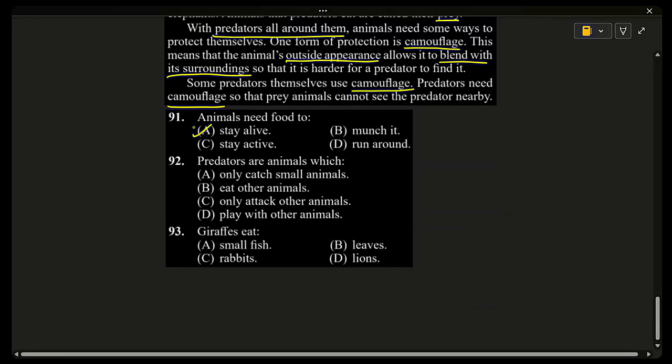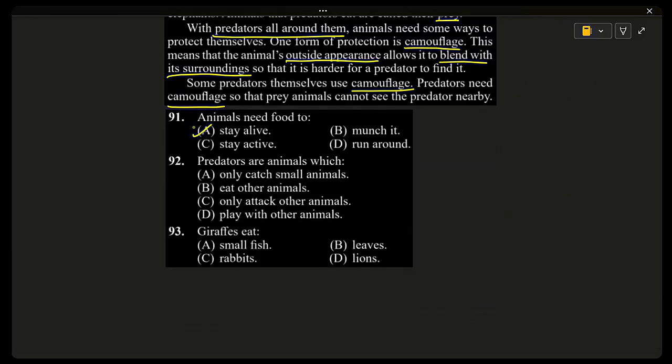And 92. Predators are animals which only catch small animals, eat other animals, only attack other animals, play with other animals, eat other animals. Why are we calling them predators? They are eating other animals for survival.